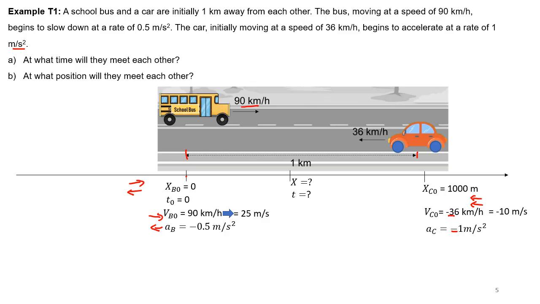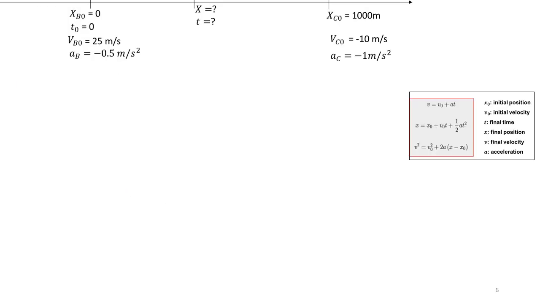So what we need to find, at some point of time t, both this car and bus, they are going to cross. We need to find the time, also the position at which they are going to cross. Hope you understood the problem. Now we'll take it to the next slide here.